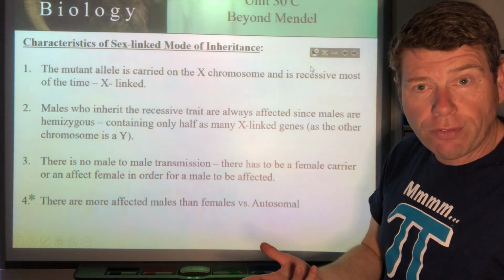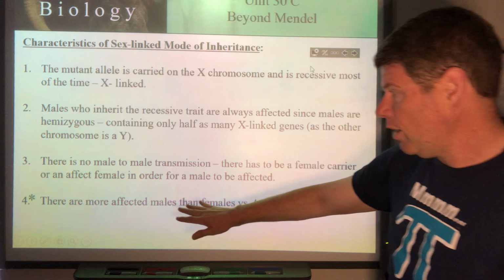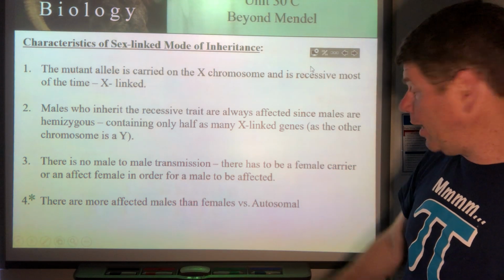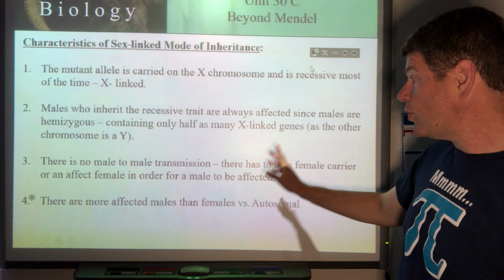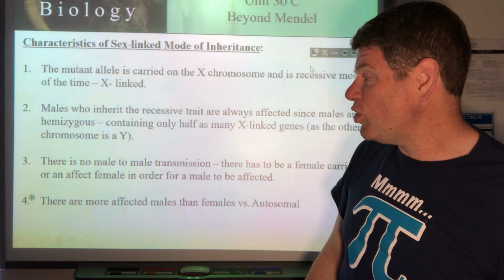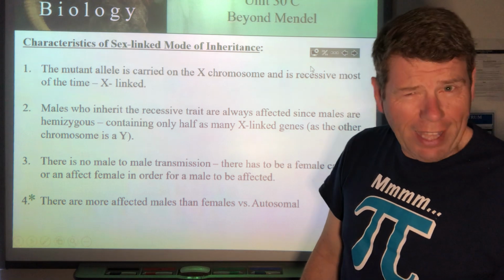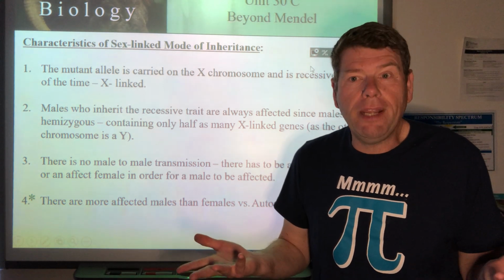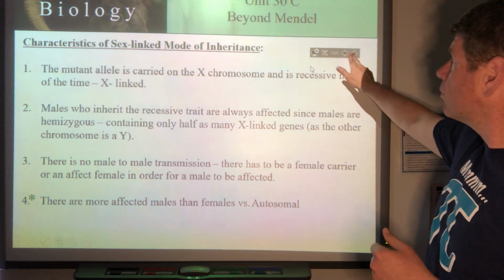Because what are males getting from their dads? Ys. And then there are usually, almost always, more affected males than females, versus a typical autosomal pedigree. Now, why is there a little green star? Because that usually can't be the only thing that we will see, because just by chance, you could have an autosomal recessive that affects more males than females, right? So it's not a guarantee, but it certainly helps.